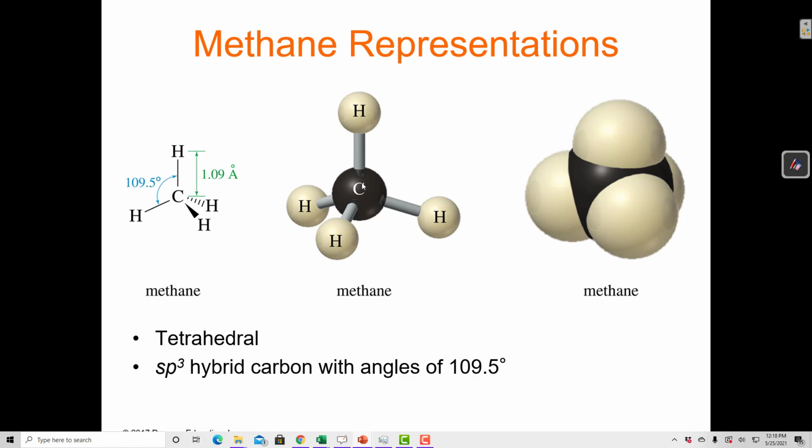So here is a basic structure, maybe we call this the condensed structure of methane. Here's what we call a ball and stick representation. And this is a space-filling representation where, again, a stick for a bond is kind of unrealistic. It kind of shows that the atoms are separated, but we know the atoms are not separated. The atoms are right next to each other. So this space-filling representation kind of gives us a better picture of what the molecule really looks like.